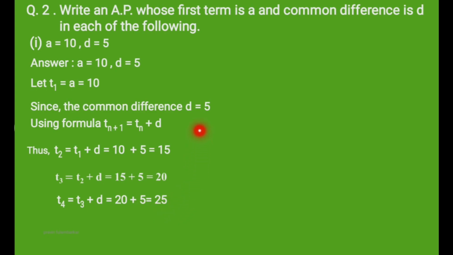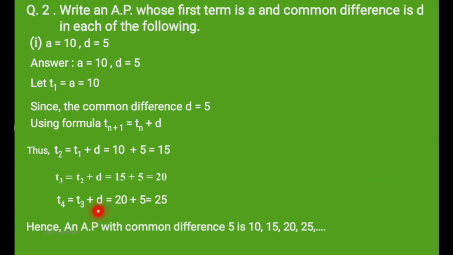Now these are the sufficient terms, that means we find up to 3 terms or up to 4 terms. So we write this in arithmetic progression. So we write here, hence an arithmetic progression with common difference 5 is first term is 10, so T1 is 10, second term T2 is 15, so we write T2 15, T3 is 20 and T4 is 25, comma so on. So this is arithmetic progression when A equals to 10 is the first term and common difference is 5.